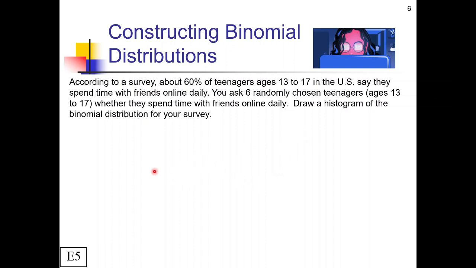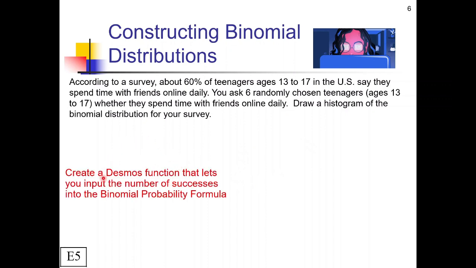So to make our lives a little bit more efficient here, what we're going to do is create a Desmos function that lets us input the number of successes, 0 through 6, into the binomial probability formula. We'll custom fit it a little bit for this problem, but we're going to be starting with your regular binomial probability formula that you saw in the last couple of examples. So pause the video and see if you can come up with a function that allows us to do this. And you're going to have to think about what you want your x to be.